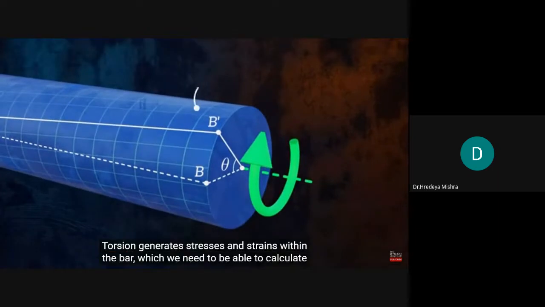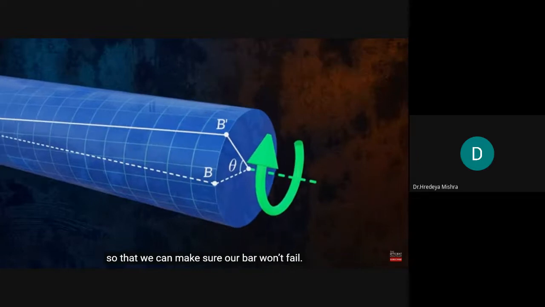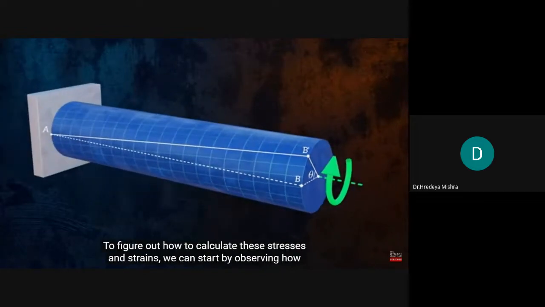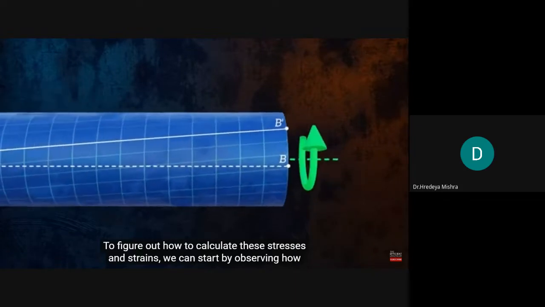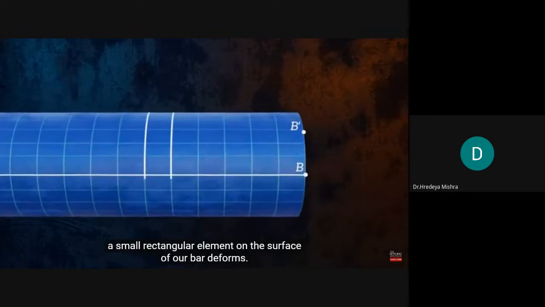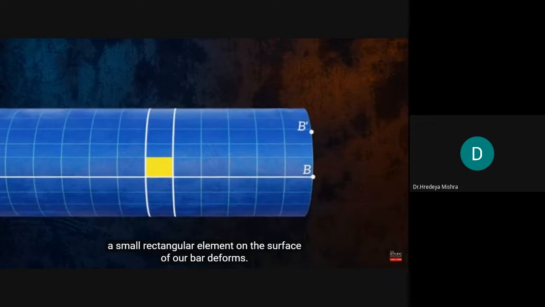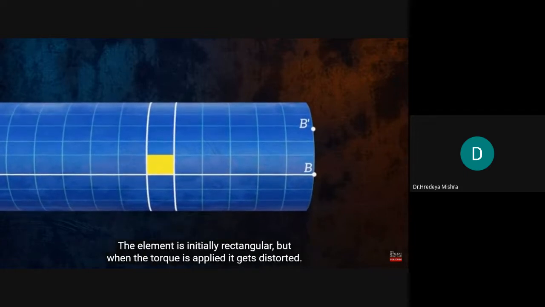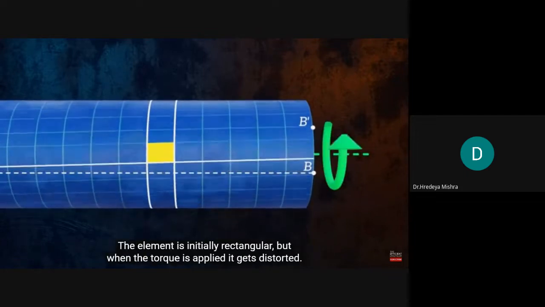Torsion generates stresses and strains within the bar, which we need to be able to calculate so that we can make sure our bar won't fail. To figure out how to calculate these stresses and strains, we can start by observing how a small rectangular element on the surface of our bar deforms. The element is initially rectangular, but when the torque is applied, it gets distorted.